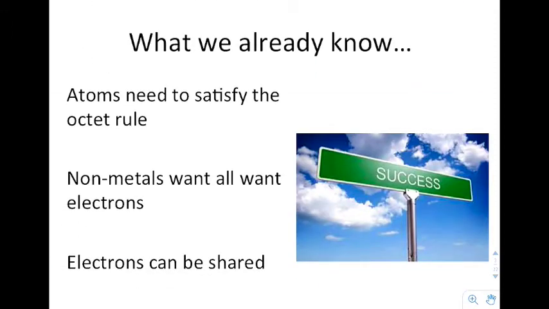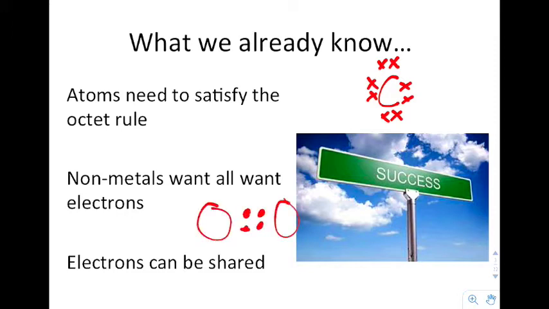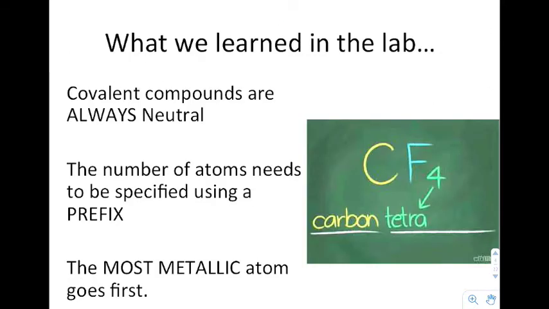So what we already know is that atoms need to satisfy the octet rule, the idea that you need 8 valence electrons around something to make it satisfied. In order to do that, nonmetals have to go about it a little bit differently. Because they both want electrons, those electrons must be shared in what we call covalent bonds. So what we learned in the lab is that covalent compounds are always neutral, so we don't have to account for the charge. Instead, we just leave the charge alone.